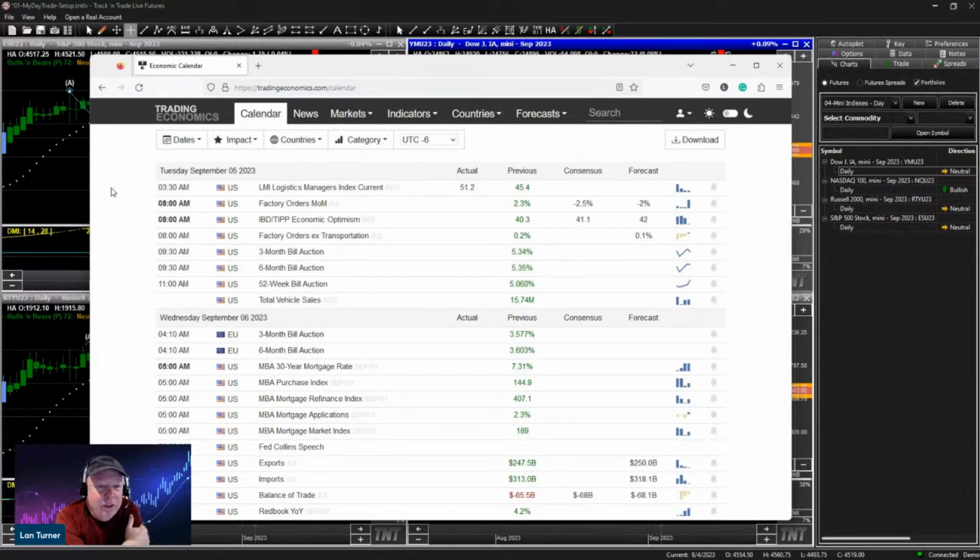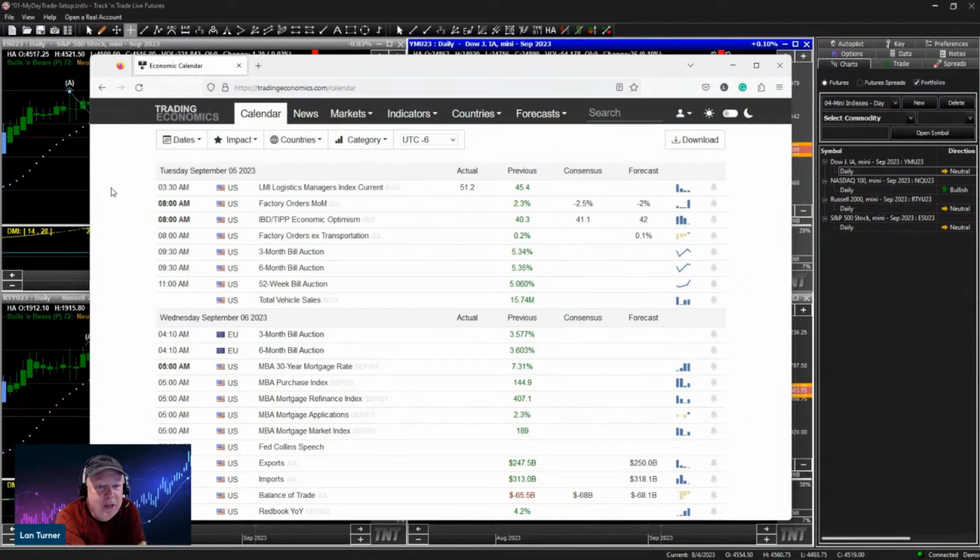Today, we don't have a lot of really good news. We don't have anything that really seems to be moving the market hard. At 8 o'clock, we have factory orders month over month. Previous was 2.3, and the consensus is minus 2.5. So the consensus is that we're going to have a negative 2% forecast on factory orders. That's not positive, so we're looking for a bearish market in that regard.